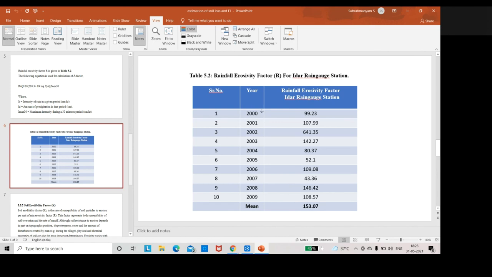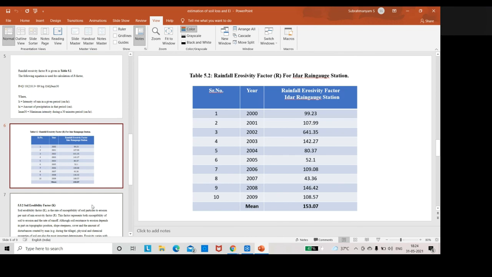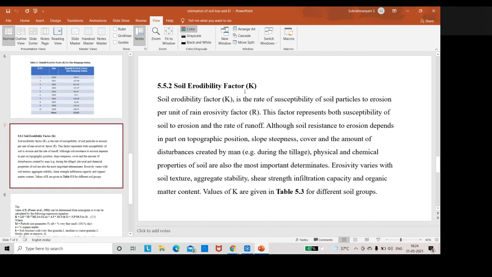Suppose the year 2000 has the value 99.23, and 2009 has the value 108.57. The mean value is 153.07. So we will calculate the rainfall erodibility factor with the help of this formula, or otherwise from the rain gauge station. Next, we will see how we will calculate the soil erodibility factor.